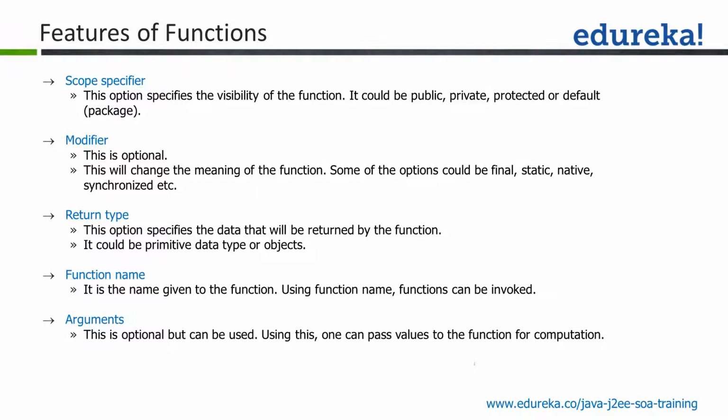Return type is your acknowledgement. It can be any primitive type or objects. When I say objects, it means arrays also. The function name is given as an identifier. You need to use the same function name to execute it. Arguments is the list of inputs, which can vary depending upon our requirement.